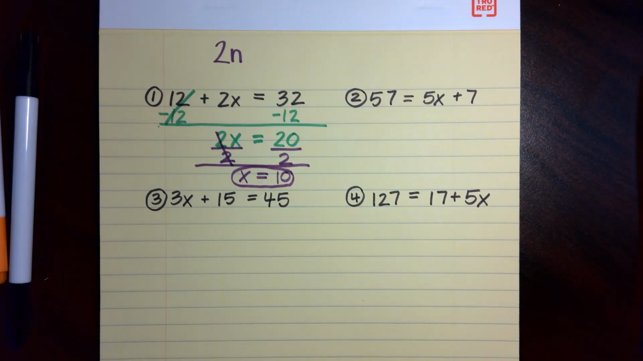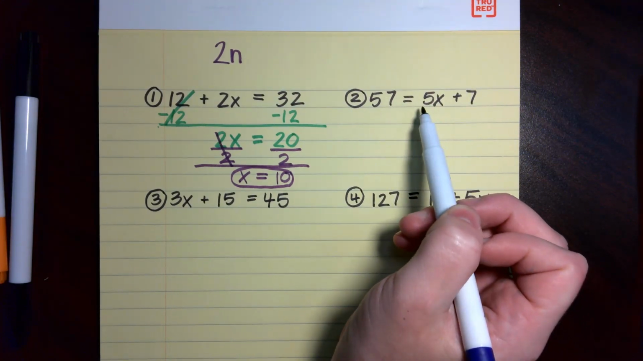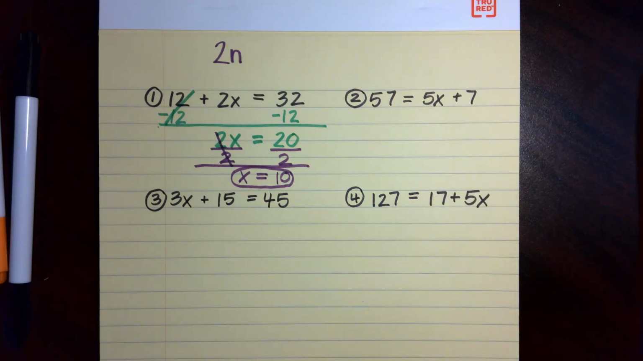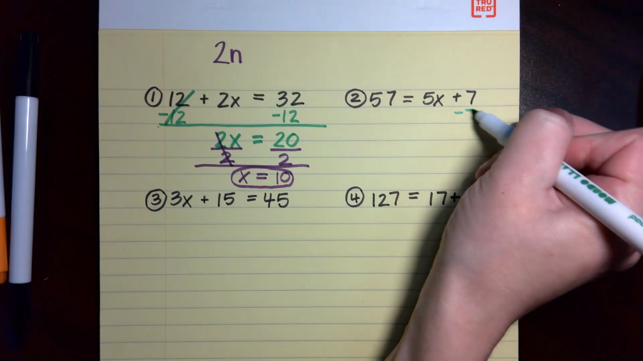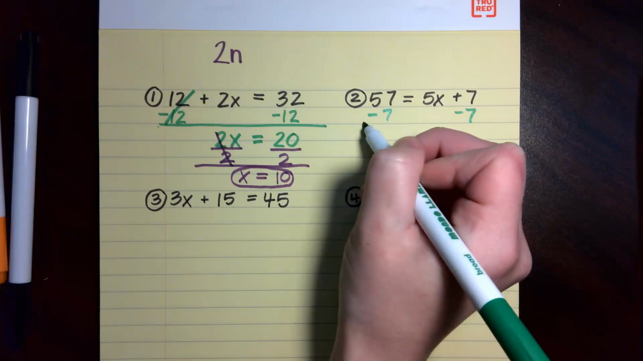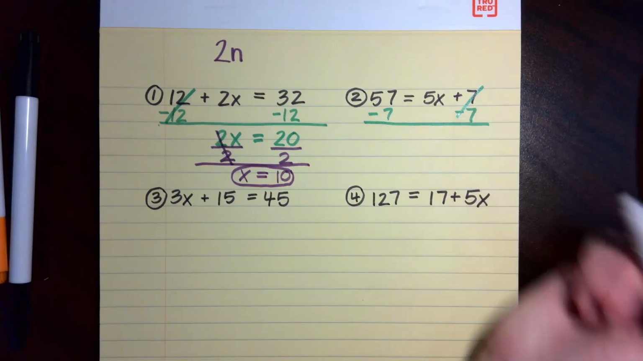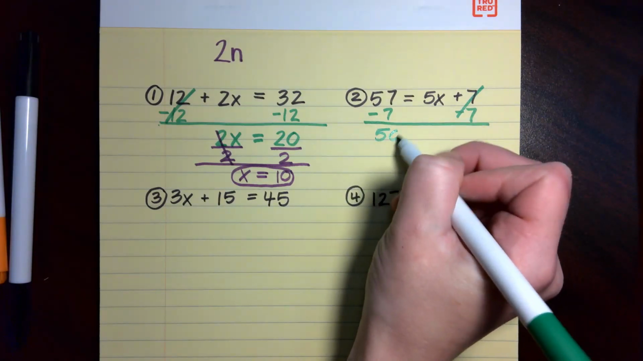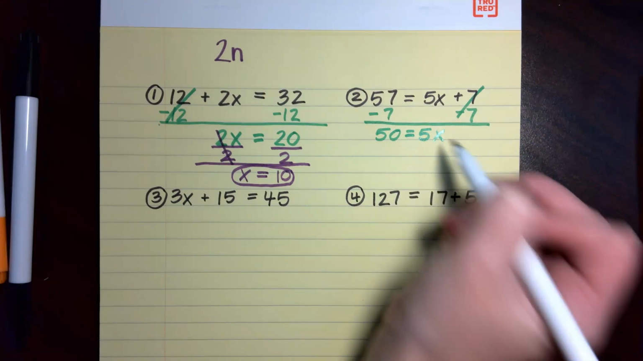Number 2, we have 57 equals 5 times x plus 7. What's our first step? Subtract. Absolutely. We're going to subtract which number? 7. Good. Minus 7, minus 7. The 7s are going to what? Cancel. 57 minus 7 is 50 equals 5x. Now what?